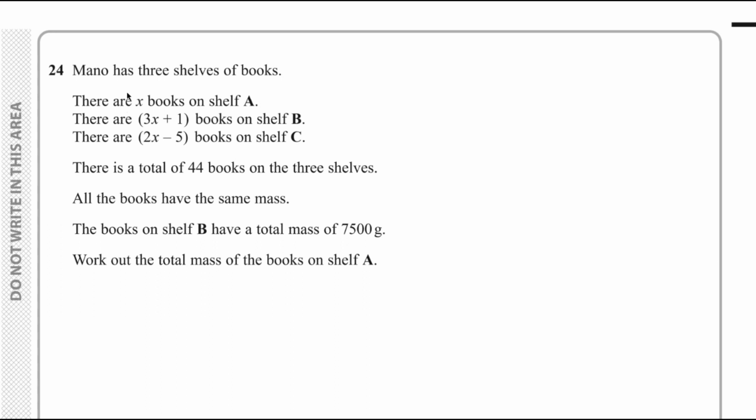Question number 24. Mano has 3 shelves of books. There are x books on shelf A. There are 3x plus 1 books on shelf B. There are 2x subtract 5 books on shelf C. There is a total of 44 books on the 3 shelves. All the books have the same mass. The books on shelf B have a total mass of 7,500 grams. We have to work out the total mass of the books on shelf A.